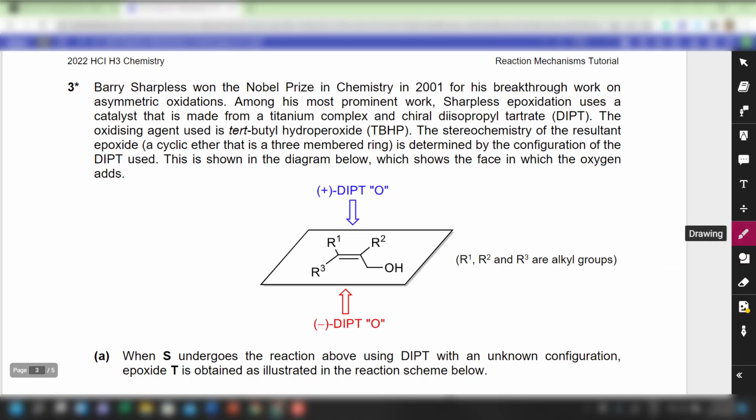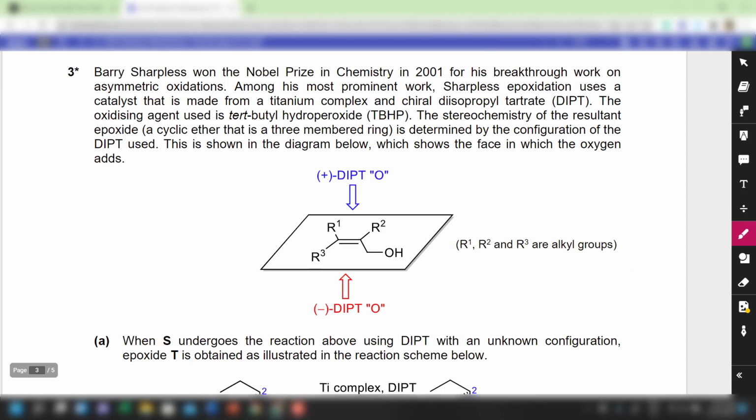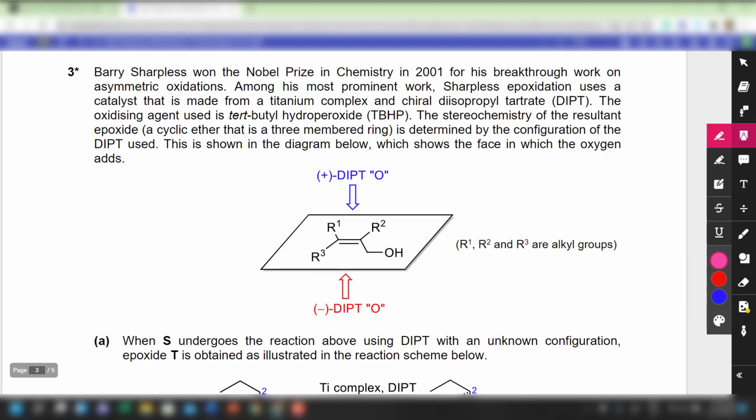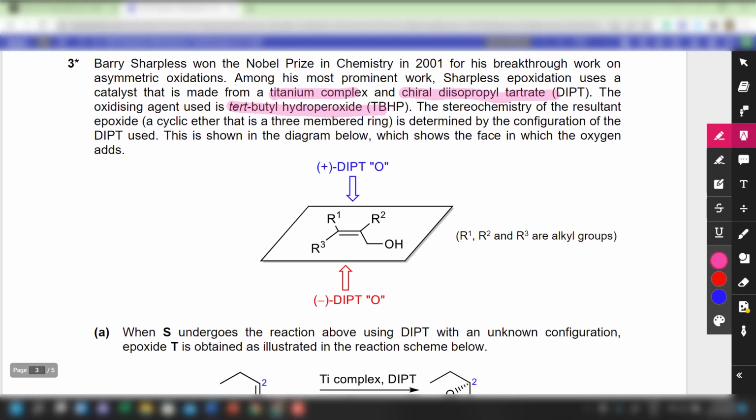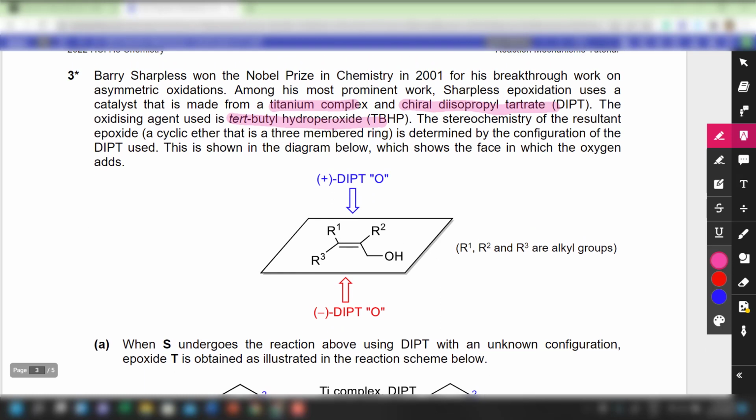For question 3, we have this particular Nobel-winning work by Barry Sharpless. It is for his breakthrough in asymmetric oxidation. He is using this titanium complex with a chiral diisopropyl tartrate, and then of course the subsequent oxidizing agent is tertiary butyl hydroperoxide. This is just represented by DIPT in short.